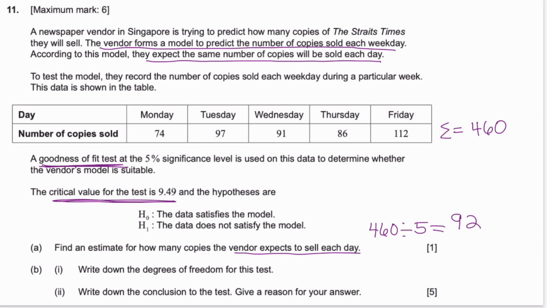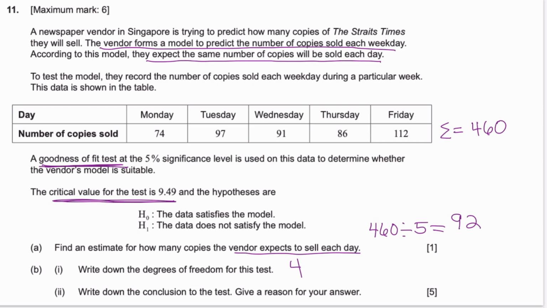The degrees of freedom is always the number of categories minus 1 in a chi-square goodness of fit test. Because we have 5 categories, there are 5 days of the week. 5 minus 1 is equal to 4. So the degrees of freedom is equal to 4. Write down the conclusion to the test, give a reason for your answer.